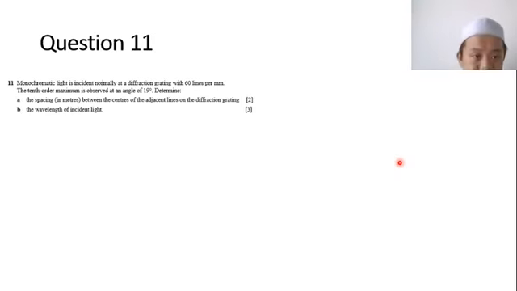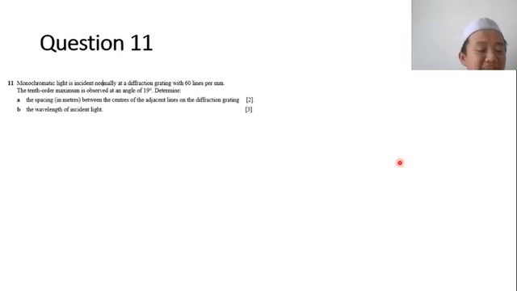Question 11. Monochromatic light is incident normally at a diffraction grating with 60 lines per millimeter. The 10th order maximum is observed at an angle of 19 degrees.